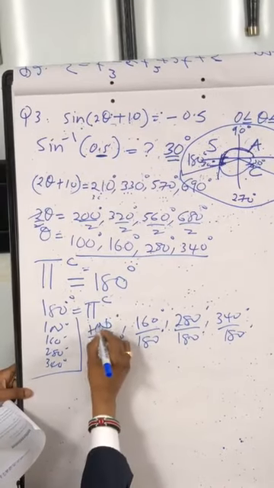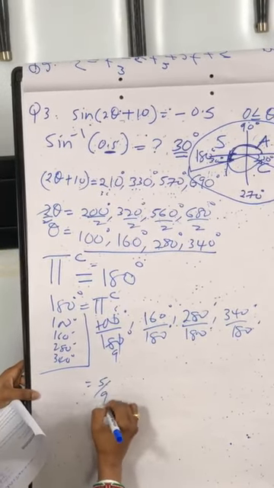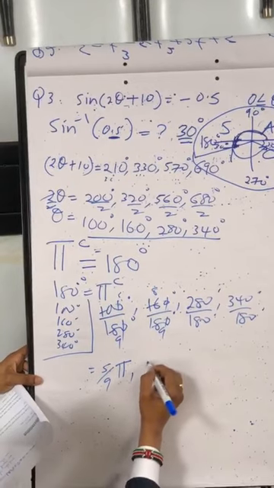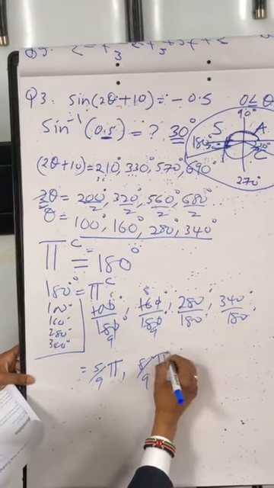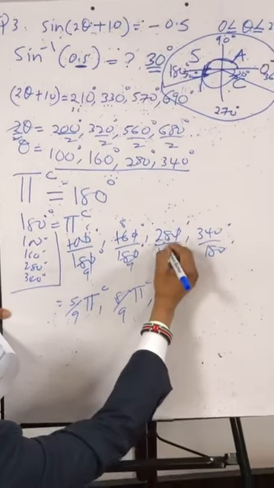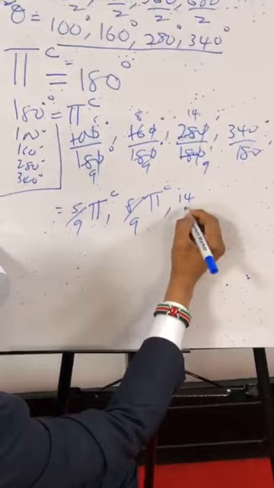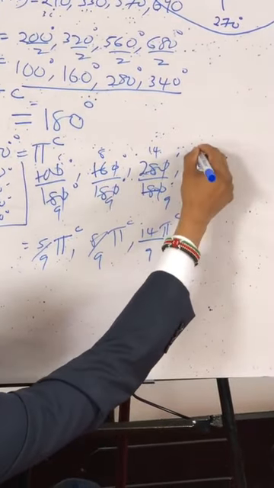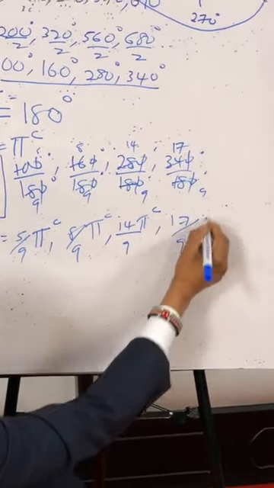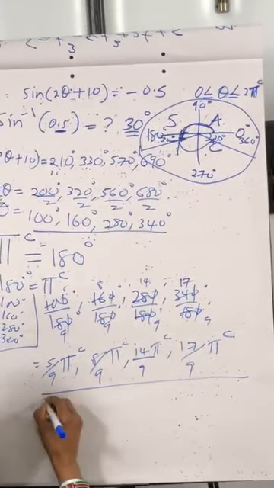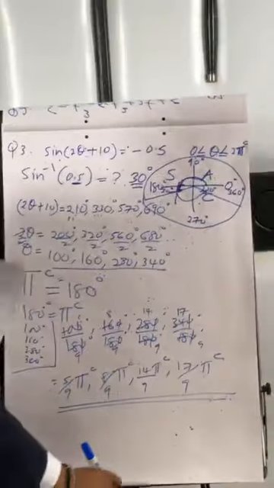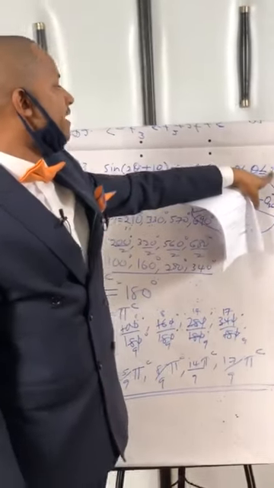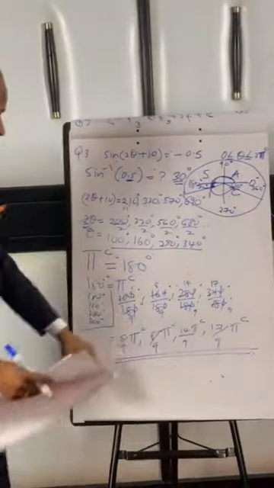So when you simplify this further, 20 here 5, 20 here 9, you get 5 over 9 pi. 20 here 8, 20 here 9, 8 over 9 pi radians. 20 here 14, 20 here 9, 14 over 9 pi radians. 20 here 17, 20 here 9, 17 over 9 pi radians. So this is our final answer, which is in the range of theta being greater than 0 but less than 2 pi radians. So you leave your answer in pi radians.